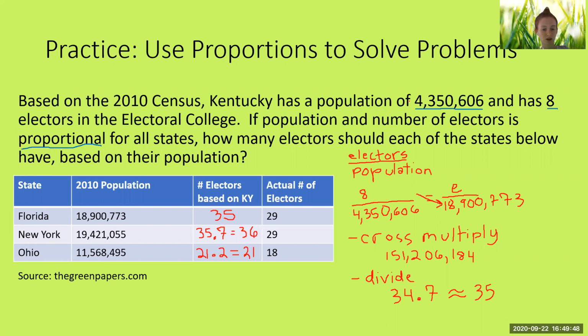So again, we notice that New York has fewer electors than we would expect if it was proportional with Kentucky. Same thing with Ohio. Ohio has only 18 electors, whereas we would expect them to have 21 if they were proportional with Kentucky. So that's something I wonder about. I would wonder about why are these numbers lower than it seems like they should be if everyone had the same number of electors based on population. And that's actually something we're going to be discussing on Friday of this week.